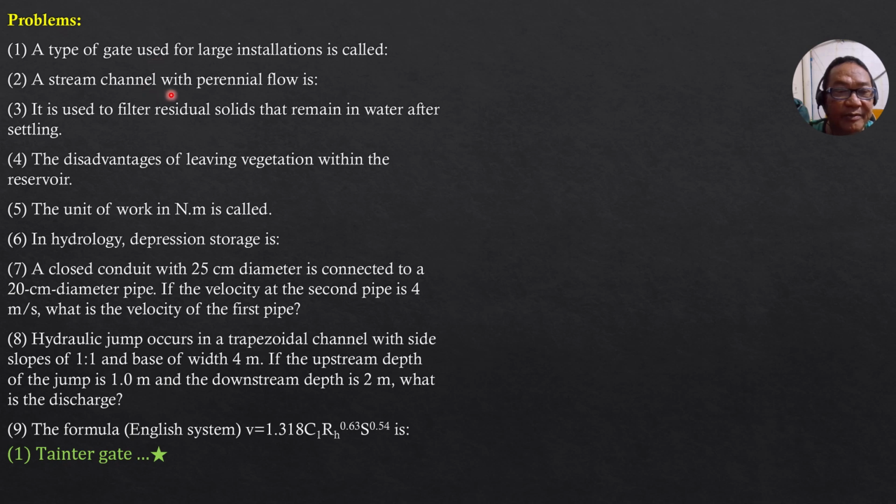A stream channel with perennial flow is called effluent stream. It is used to filter residual solids that remain in water after settling. It is called micro screening. The disadvantage of living vegetation within the reservoir, so decay of organic materials, may create undesirable odor and taste. So those are the disadvantages of living vegetation within the reservoir.